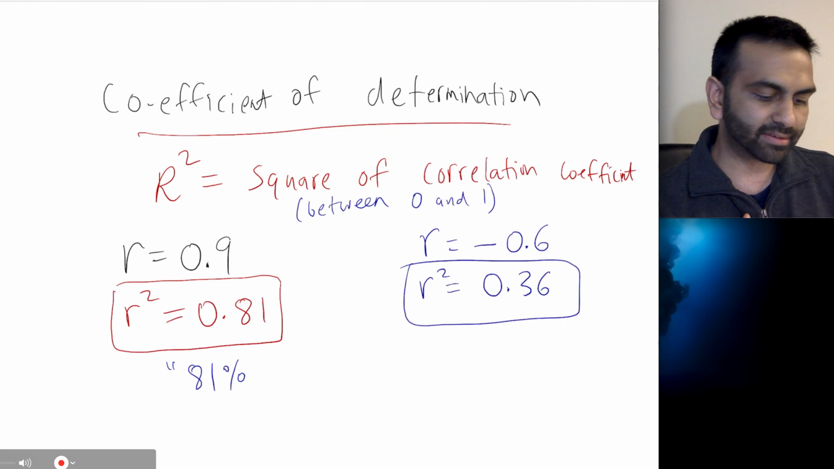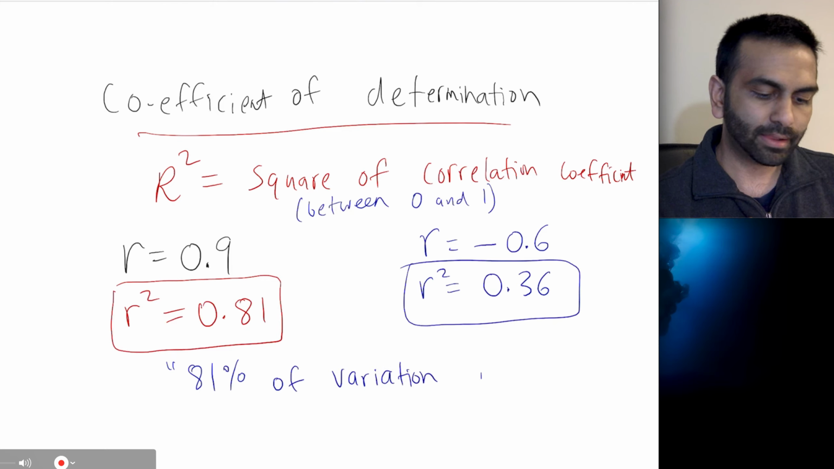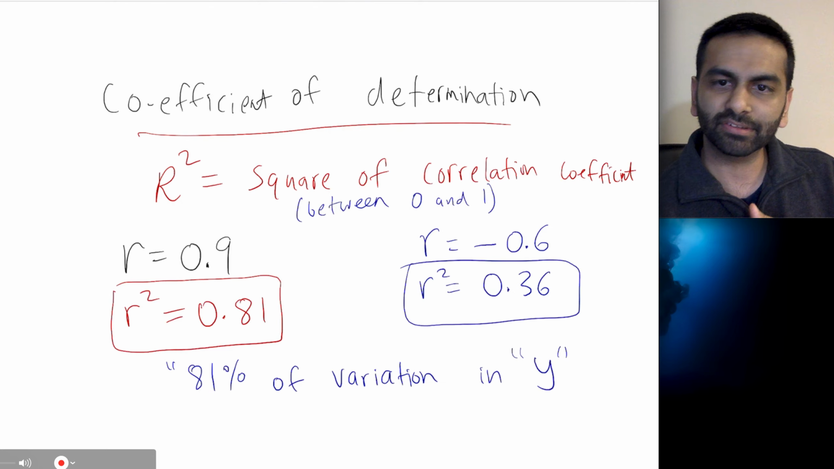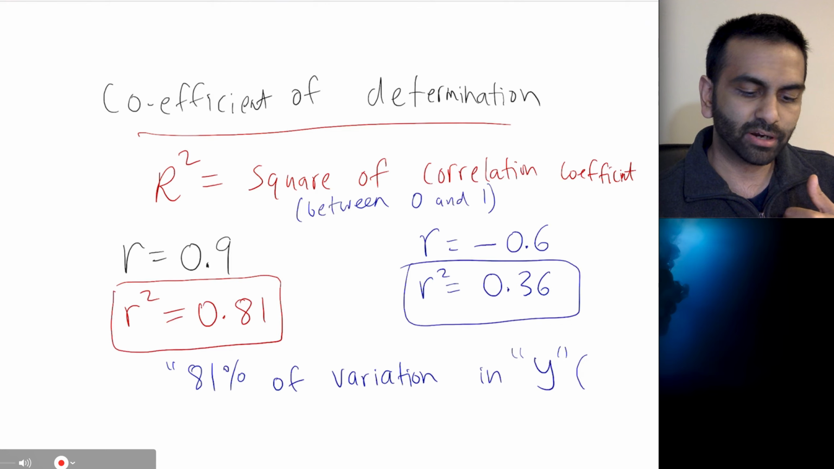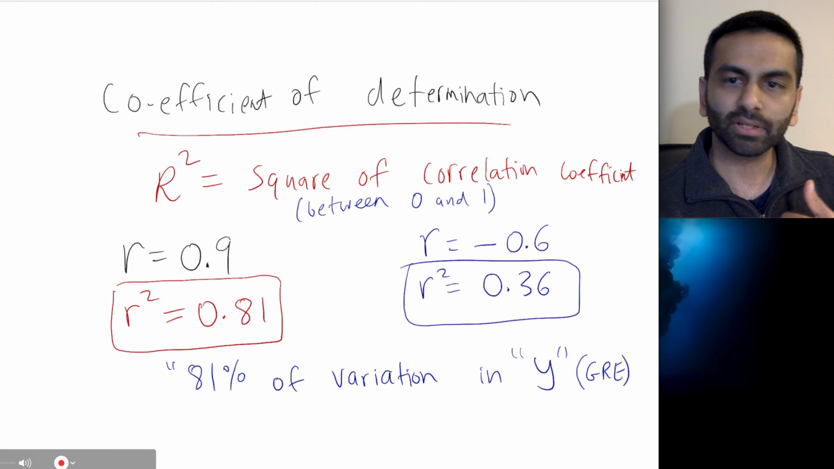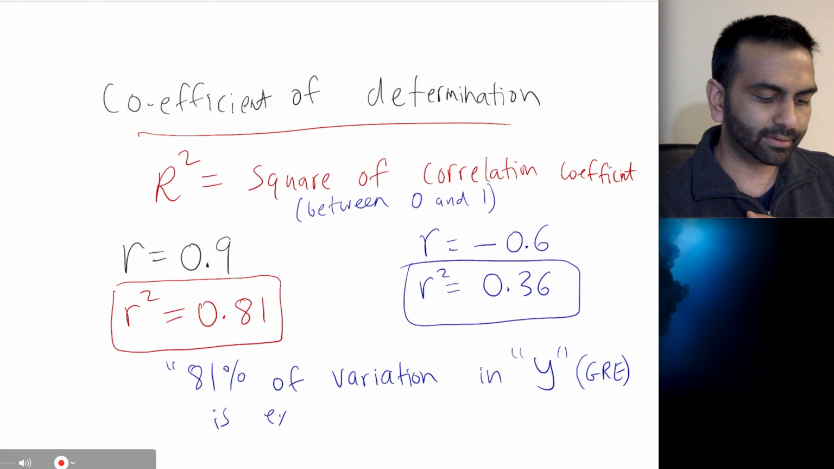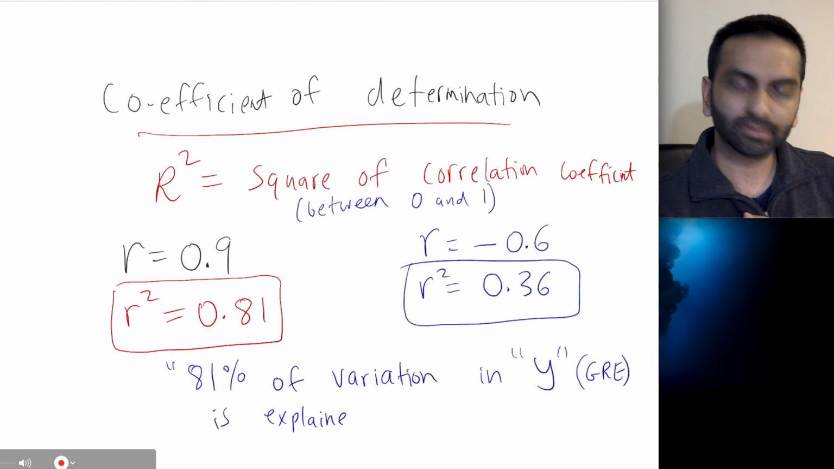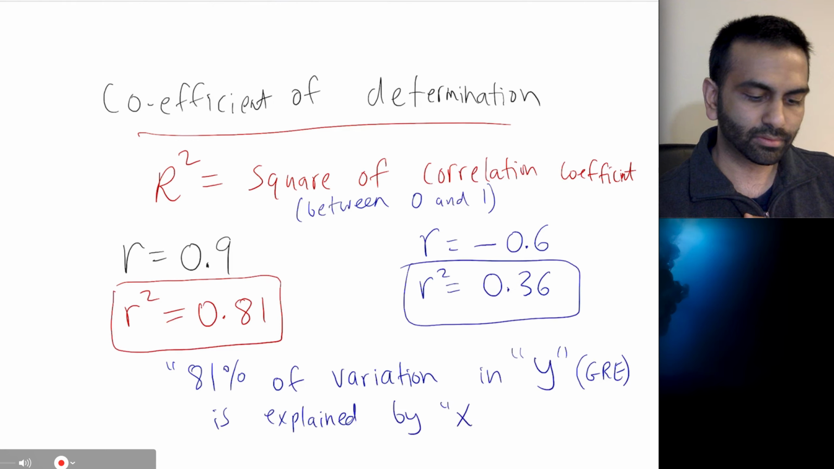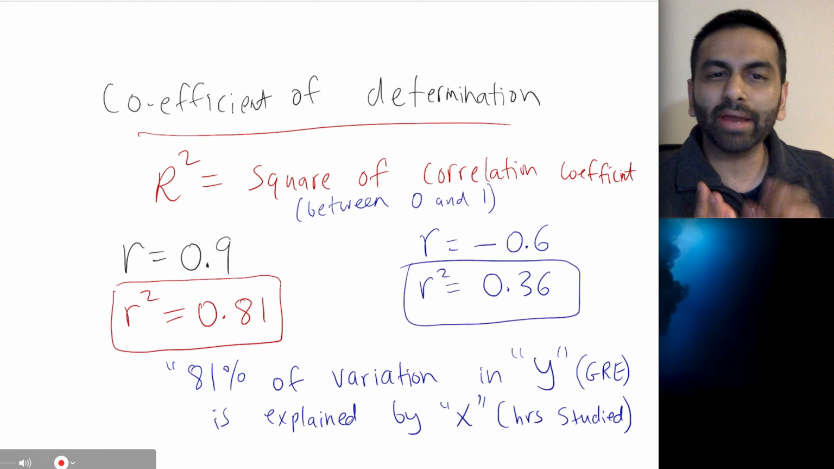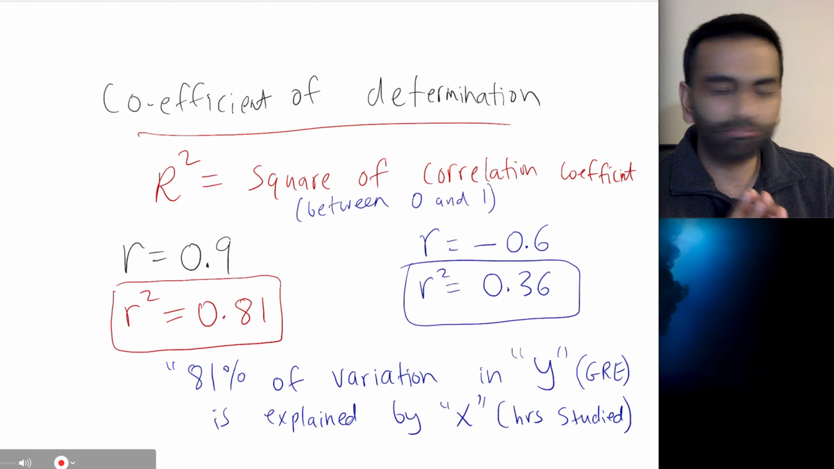So 81% of the variation in y, whatever your y variable was on the y-axis, which in our case was the GRE score, so 81% of the variation in y is explained by x, which in our case was hours studied. Now let me just say why this is a really useful interpretation.